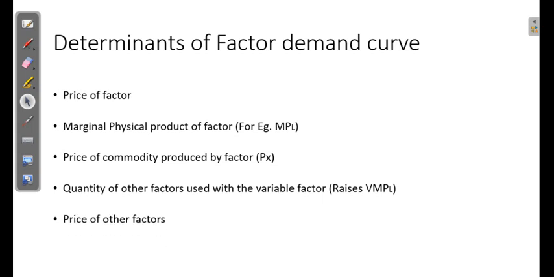The fifth determinant is the price of other factors. A firm would decide to increase the quantity of other factors which are used with the variable factor only if the price of other factors of production is low. If the other inputs are costlier, the firm may not decide to increase the quantity, or may just buy a lesser quantity of other factors. The last determinant of the factor demand curve is technological progress. In general, an improvement in technology leads to an improvement in the marginal product of labor also.